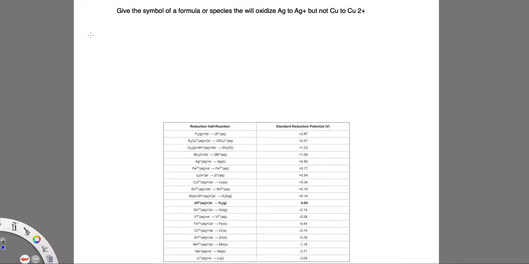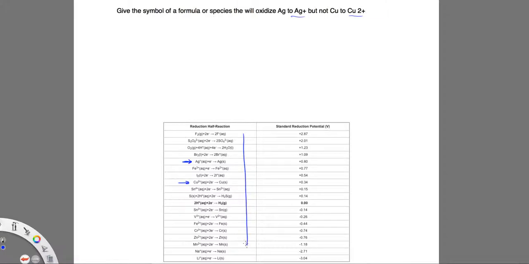Okay, we want to give the symbol or formula of a species that will oxidize silver to silver ion, but not copper to copper 2. And the answer may be none. So we have the electrode potentials here, and we can see silver right here, and we can see copper 2 right here. Okay, so let's learn to read this table again.